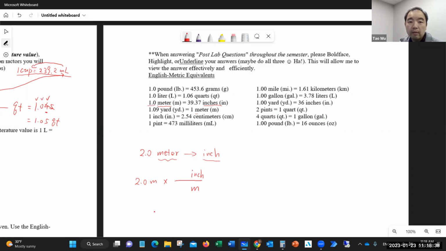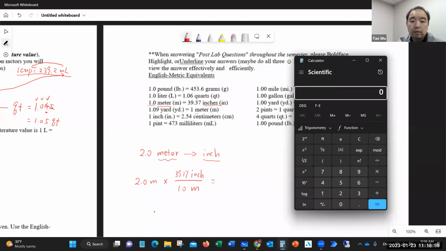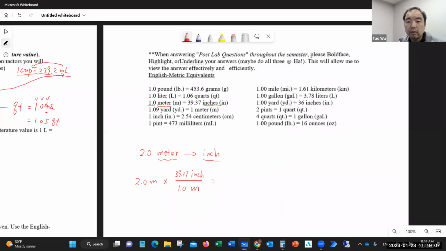How to write the numbers over there, obviously you're going to base on this. On the left side of the meter, that's 1.0, so you put 1.0 over here. Inch is 39.37, so 39.37 over here. And then you will get an answer. The answer will be just 2.0 times 39.37 divided by 1.0, and the answer will be 78.74.